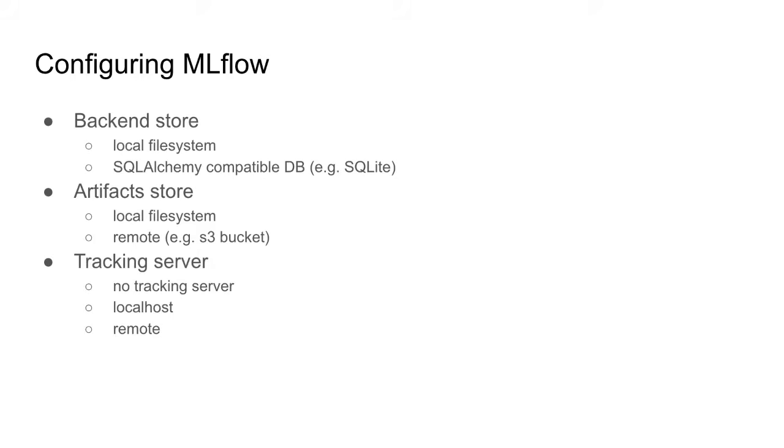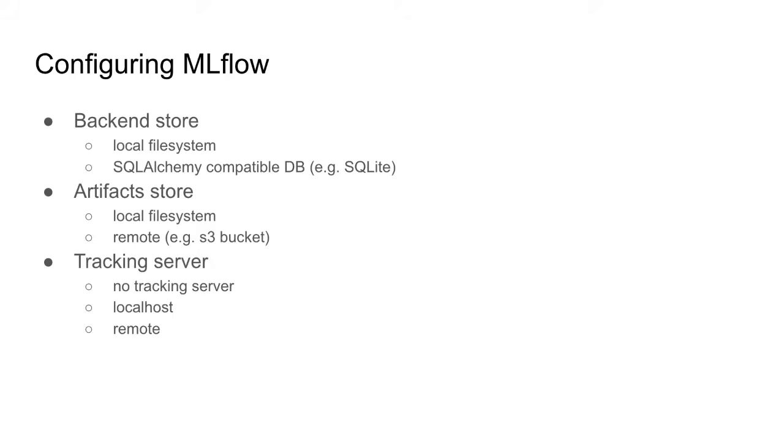Then you need to decide what artifact store you want to use. And for this, you can also use your local file system, which is what MLflow will assume if you don't configure an artifact store. So all the models and artifacts will be stored locally in a folder on your computer. The second option would be to have a remote artifact store. For example, you can use an S3 bucket for this.